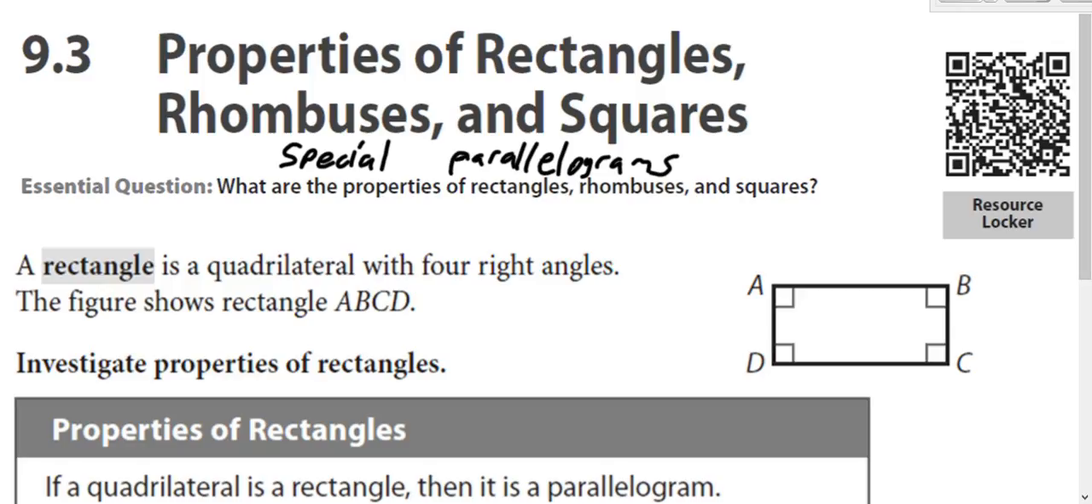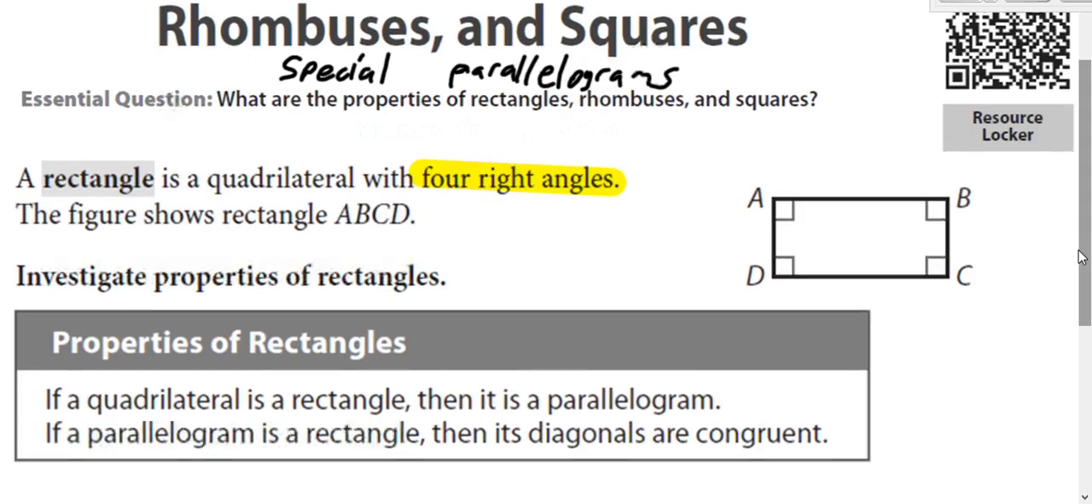So rectangles have the special property that they have 4 right angles. So it's a parallelogram that has 4 right angles. Now another thing that comes from that is that it makes the diagonals be congruent. So rectangles also have congruent diagonals.